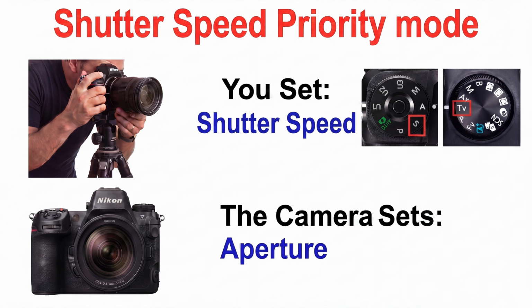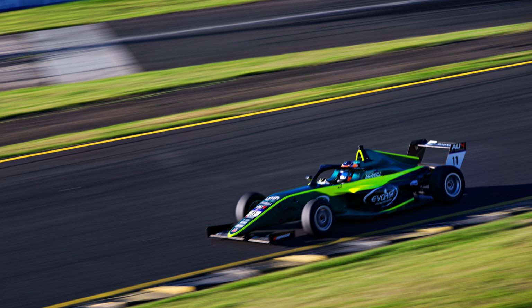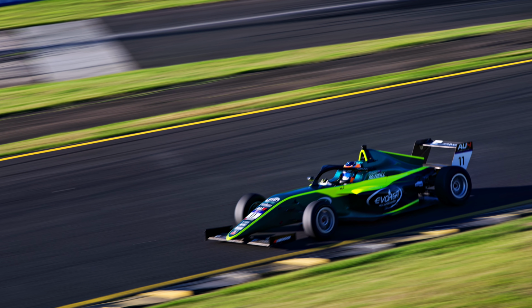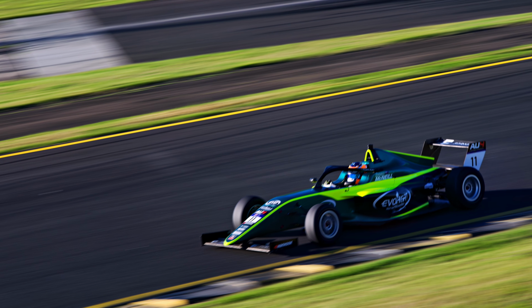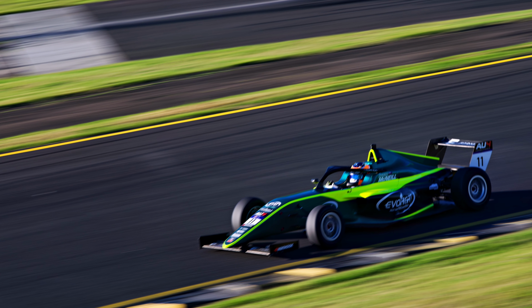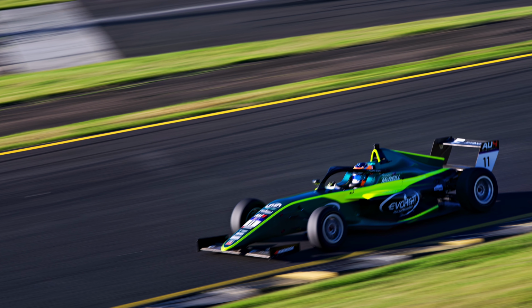In shutter priority mode, I get to choose the shutter speed and the camera chooses the aperture to balance out the exposure. So if I'm shooting some sports, such as motor racing as seen in this image, I may use a panning technique. But in this technique, the depth of field is largely irrelevant, as the technique blurs out the background behind the moving subject.